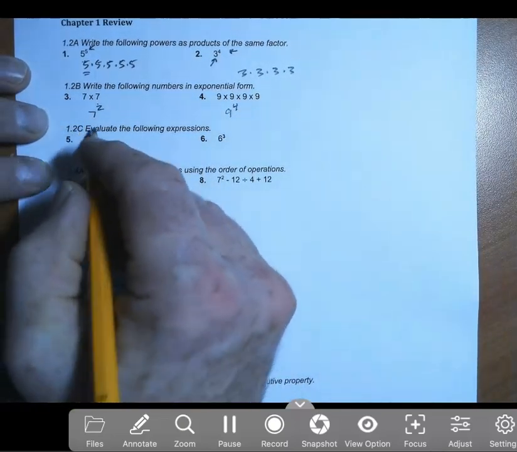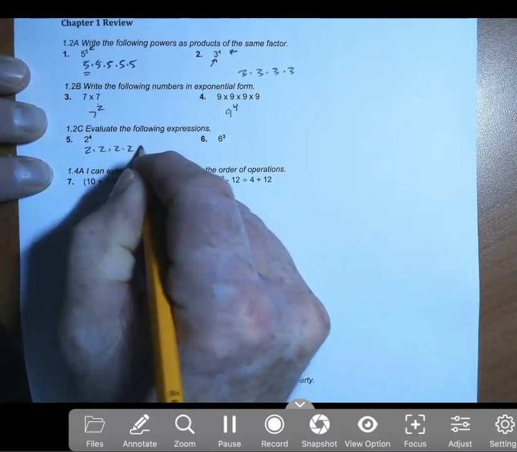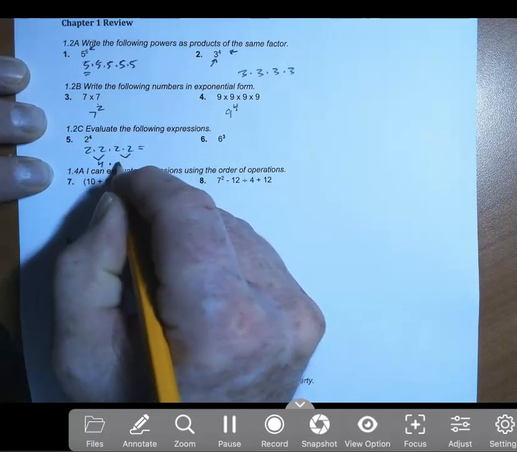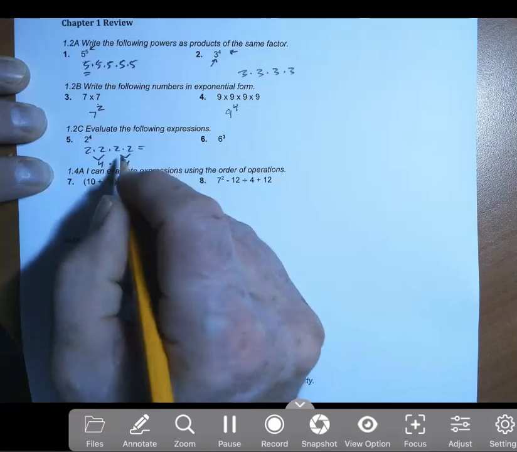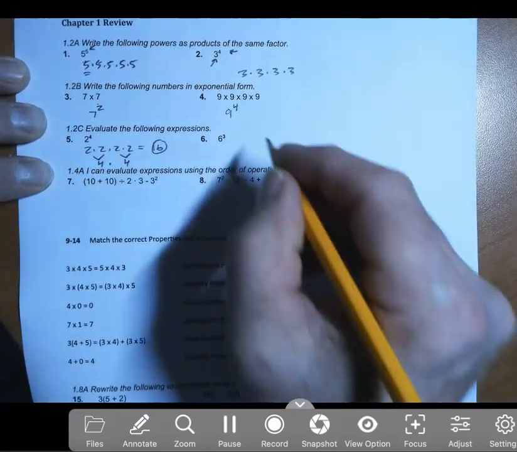All right, finally we're going to evaluate. So we need to find out what 2 times 2 times 2 times 2 equals. You could put it into the calculator. I just do it like this. Break it down. These 2 times 2 is 4. This 2 times 2 is 4. And 4 times 4 is 16.